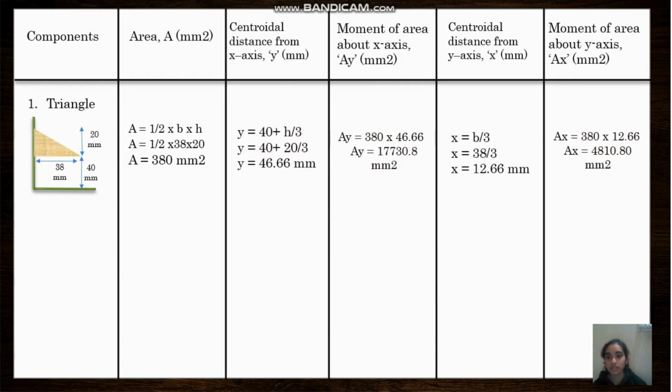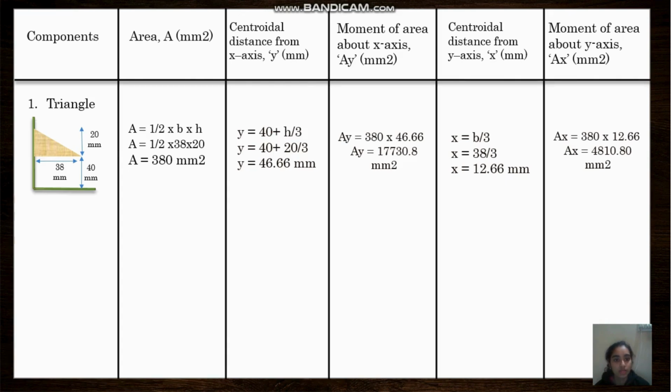The first one is triangle. The area of triangle is half into b into h. Here breadth of the triangle is 38 and height is 20, so we get 380 millimeter square. Next we are gonna find out the centroidal distance from x-axis. The formula is y is equal to 40 plus h by 3. 40 is the distance between the x-axis and the triangle. So we get 46.66 millimeter. Next we are gonna find out the moment of area about x-axis. For this we are going to multiply area and centroidal distance from x-axis that we calculated. We get 17,730.8 millimeter square.